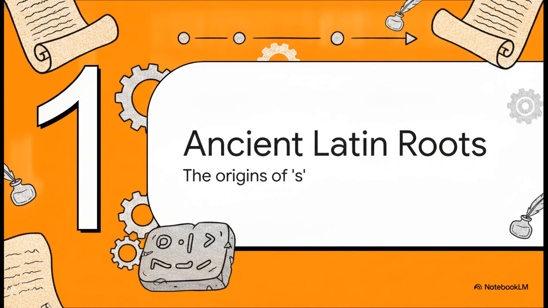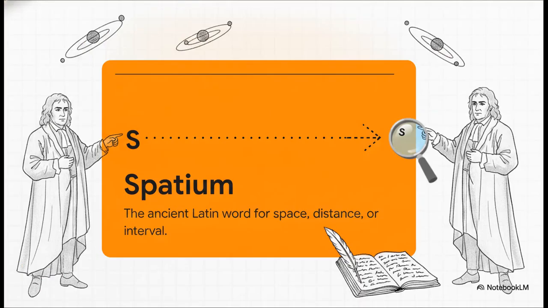Part 1. The ancient Latin connection. We really have to look to the past to uncover our very first clue. The answer actually starts with the word spatium. In the early days of scientific discovery, brilliant minds like Isaac Newton weren't writing their foundational papers in English. The universal language of science back then was Latin. And in Latin, the word for space, distance, or a physical interval is spatium. Early physicists simply took the very first letter of that Latin word, so the S we use today is actually an elegant ancient legacy hiding in plain sight right inside our modern textbooks.